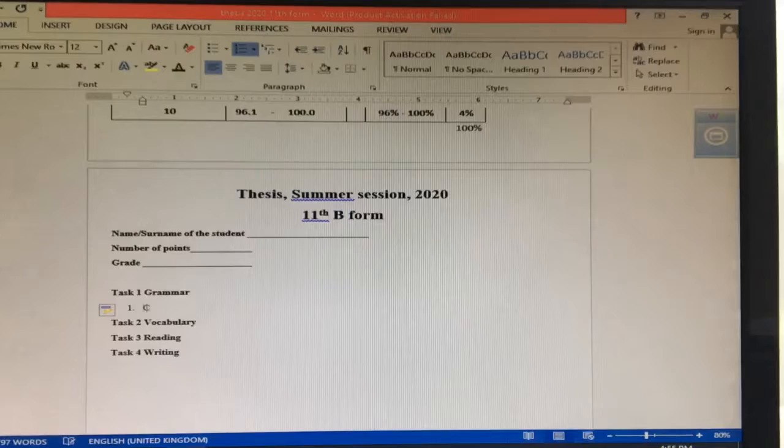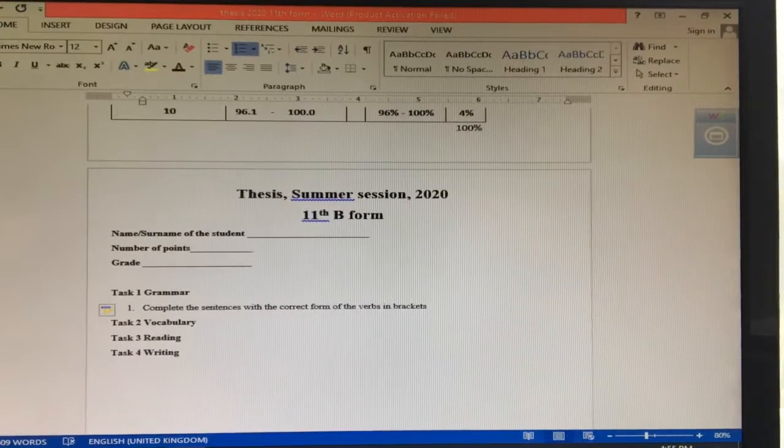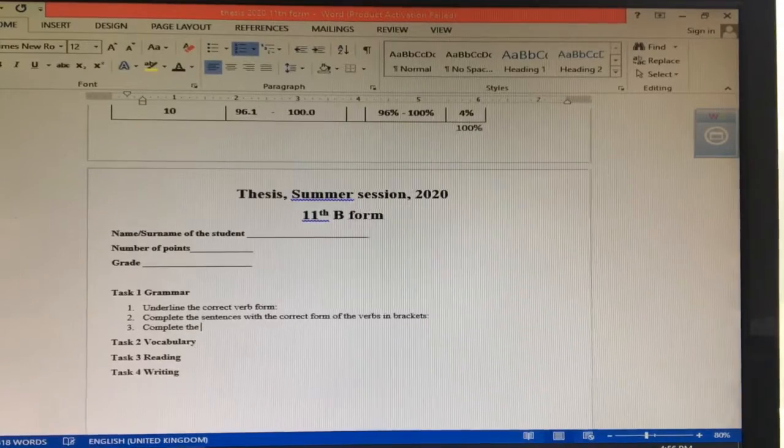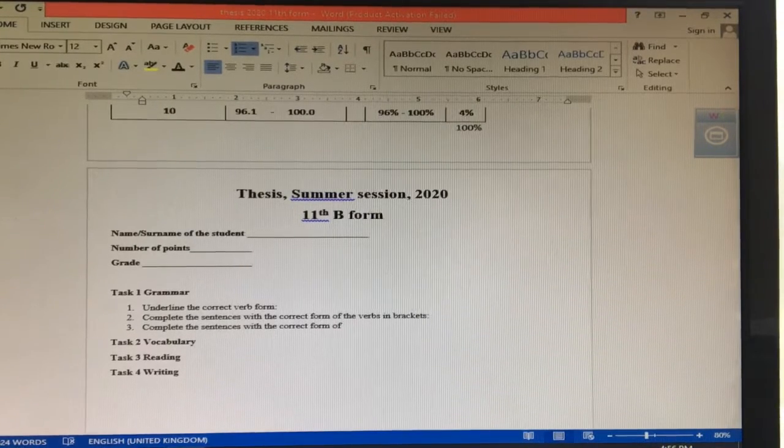So my task would be first, complete the sentences with the correct form of the verbs in brackets. But this one would be mostly maybe for the application, but for ground knowledge it would be underline the correct verb form, and for integration it would be complete the sentences with the correct form of one of the verbs.